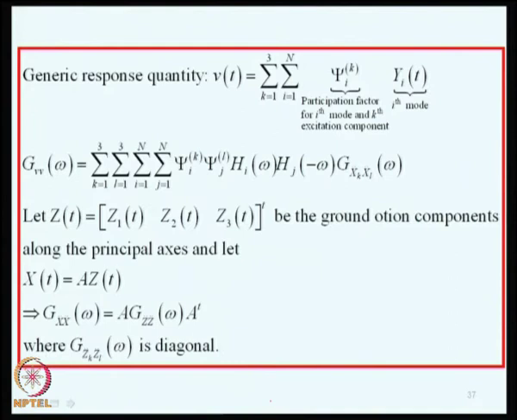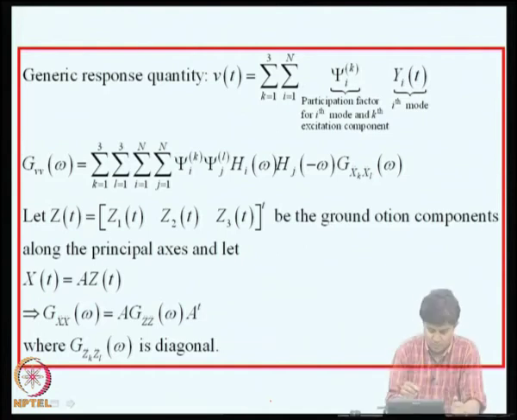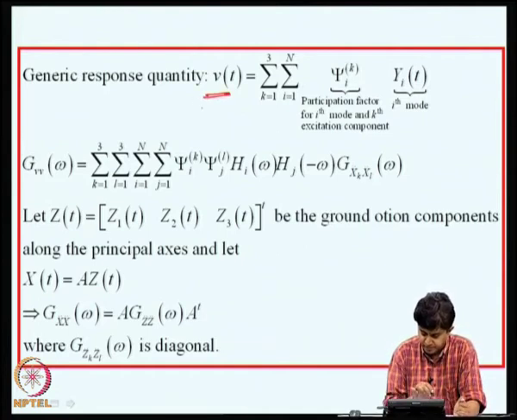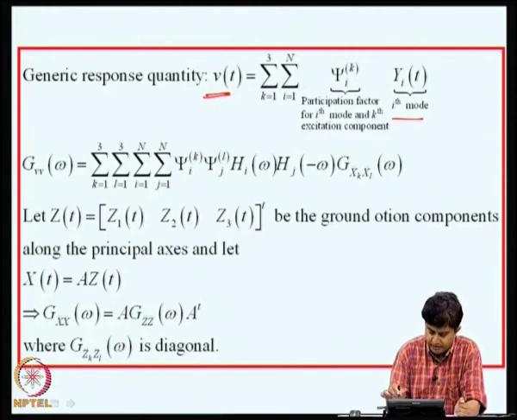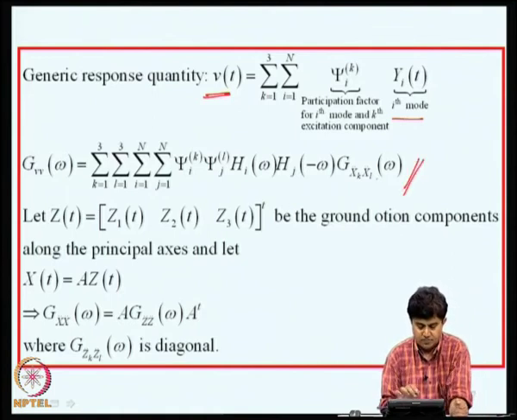This of course can also be written in the form of multiple summations. Suppose we take a generic response quantity V of t, we can always write this as the sum of psi i of k into y i of t, where psi i of k is the participation factor for the ith mode and kth excitation component. Now, if a structure is acted upon by only one component of ground acceleration, we already know what the modal participation factors are for each mode. Now, there are 3 excitation components, therefore, these participation factors should have a further index k which indicates the component. So, these are the generalized coordinates, this y i of t. Now, the power spectral density function in the form of a double summation can be given in this form.